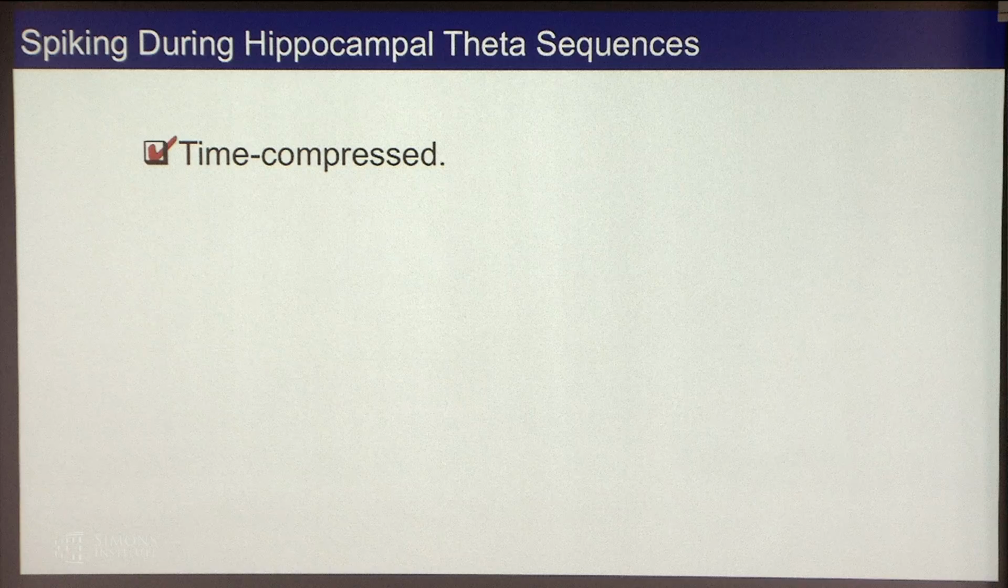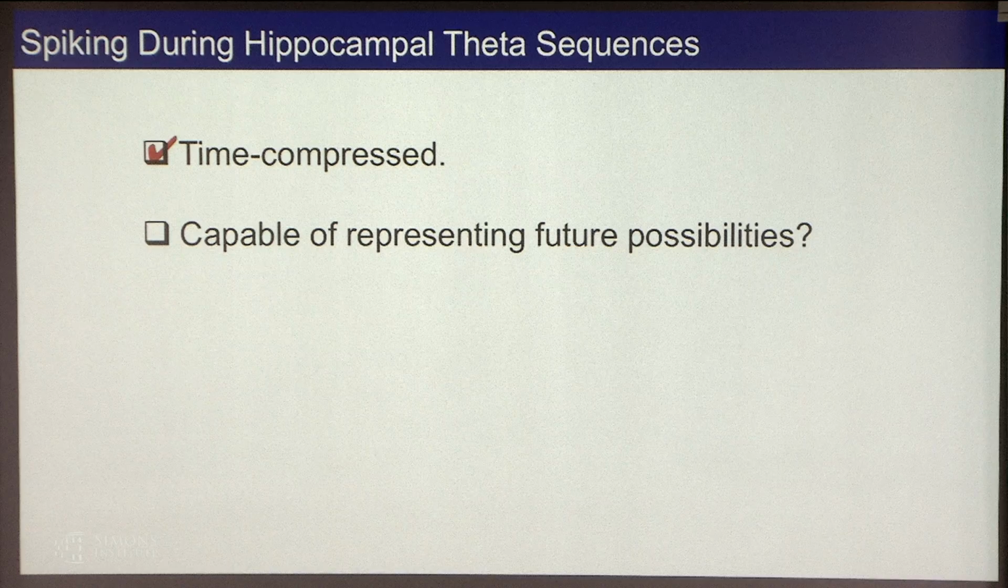But is it capable of representing future possibilities? And this is really what we wanted to ask. Is there something in here that's more than just a deterministic, here I am, here's where I'm going?